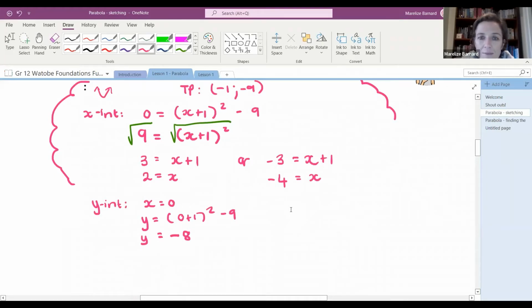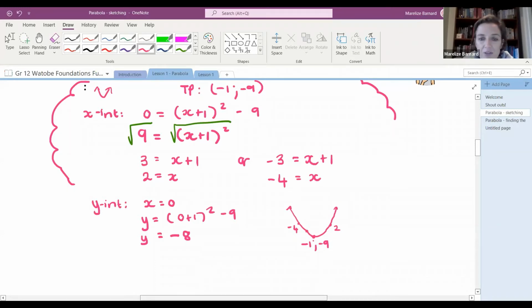Okay, so let's do our planning again for our parabola, and it's a happy face parabola. It's got a turning point at -1 and -9. The first x-intercept is at -4 and the other one is at 2. And we have a y-intercept at -8, so somewhere over here.